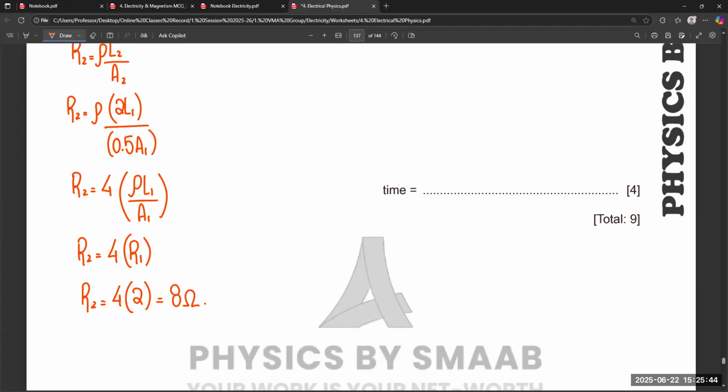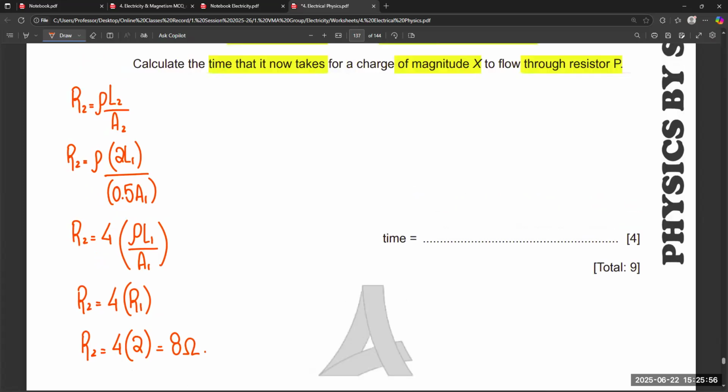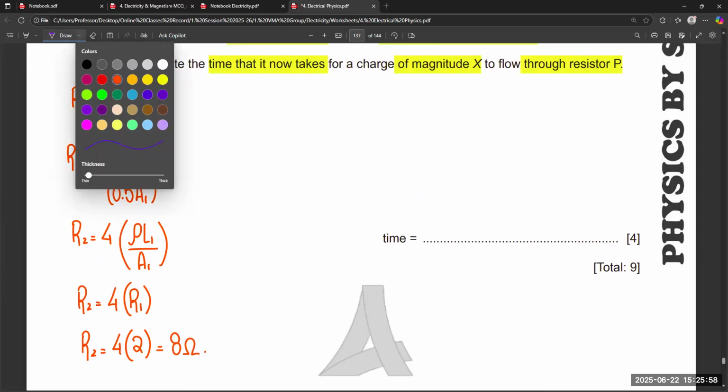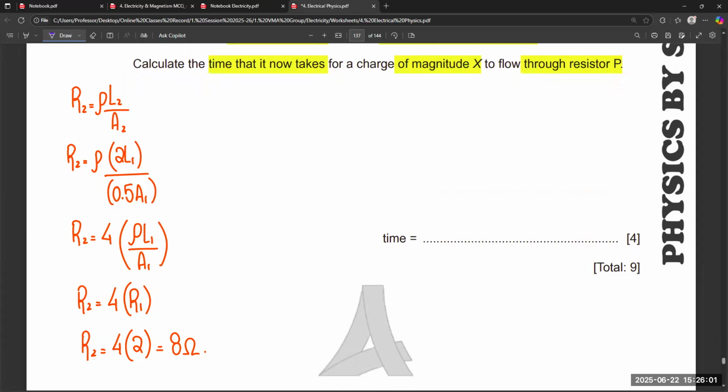Eight ohms. So this is the new resistance of the new modeling clay that we connect in the circuit. And now the second part is to find out the new value of electric current. So now we have to find out the new value of electric current.